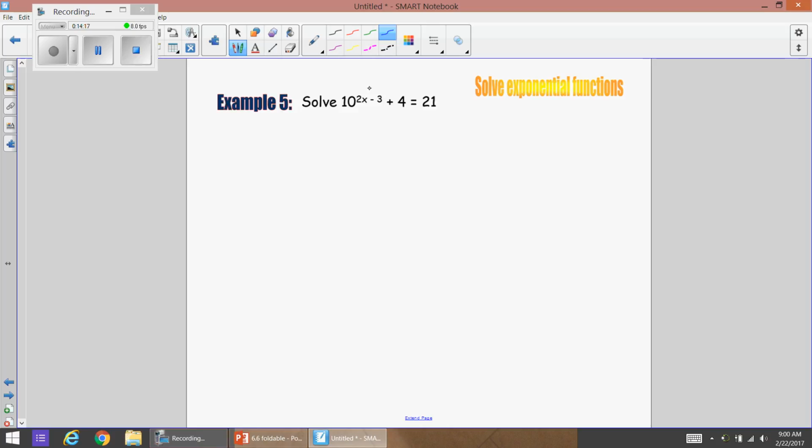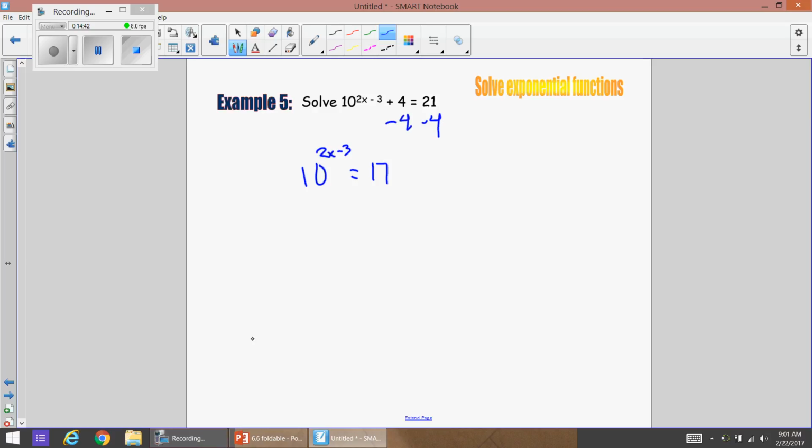Again, it's a little trickier looking. Look at this. You have an exponential form. It's 10 to the 2x minus 3. But then you have a plus 4 hanging out and an equals 21. The rules of solving are the same. You want to get the x by itself. The way to get the x by itself is first get rid of all these friends. So start by subtracting the 4. So we have 10 to the 2x minus 3 equals 17.